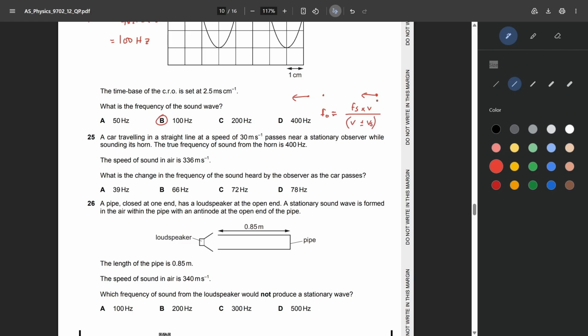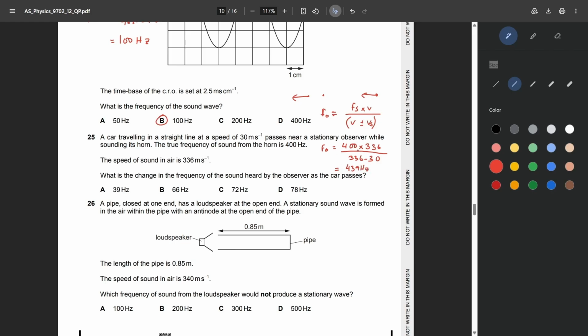So when the car approaches the observer, F0 is going to be the frequency of the source, which is 400, times the speed of the wave, 336, divided by 336 minus the speed of the source, 30. That's equal to about 439 hertz.